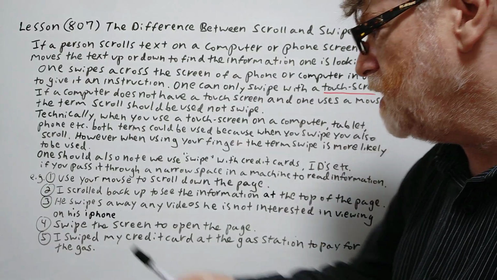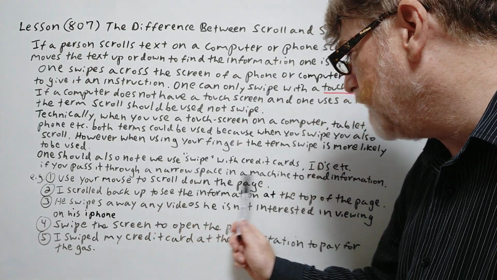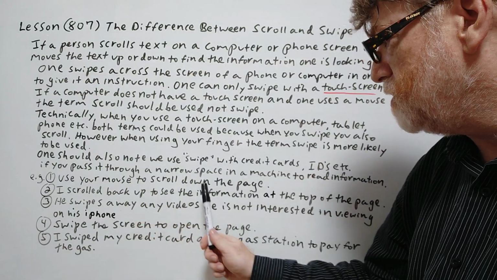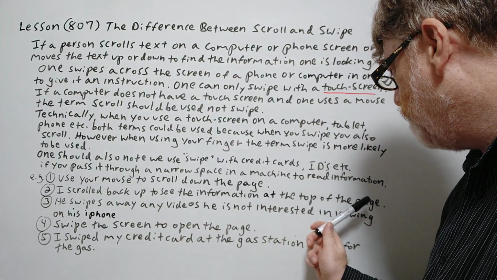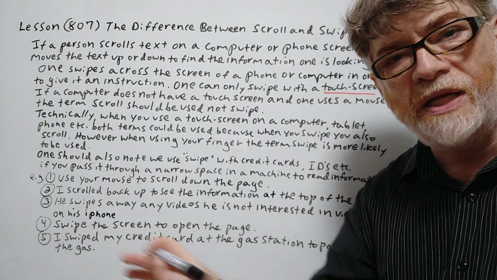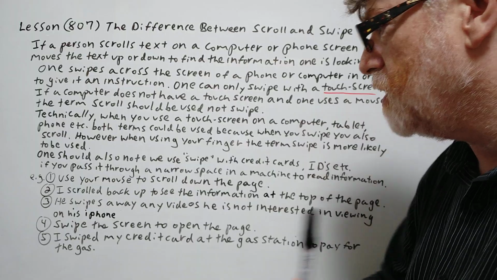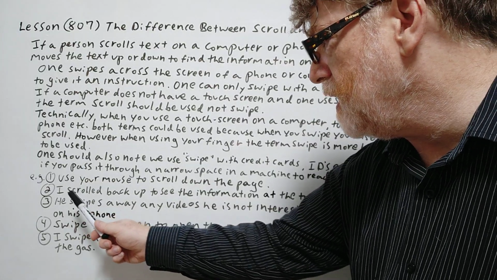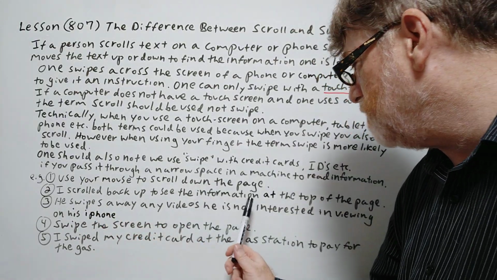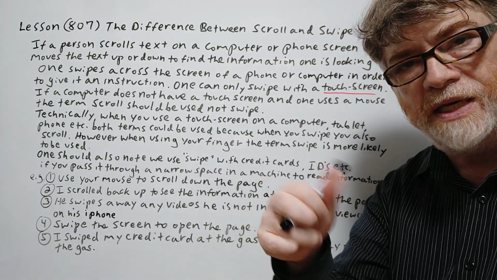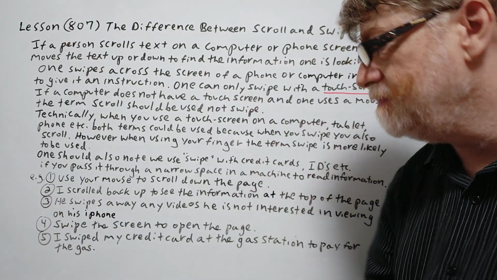Here's the first one. Use your mouse to scroll down the page. Sure. Number 2, I scroll back up to see the information at the top of the page. So again, especially on a regular computer and using your mouse, scroll is probably more common. Number 3, he swipes away any videos he is not interested in viewing on his iPhone. And of course, this is probably done with one's finger.